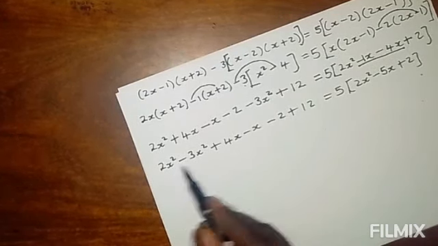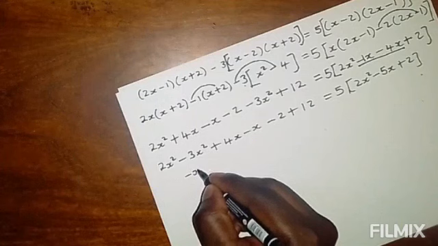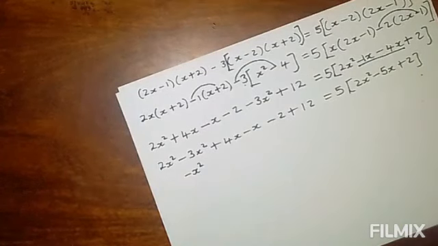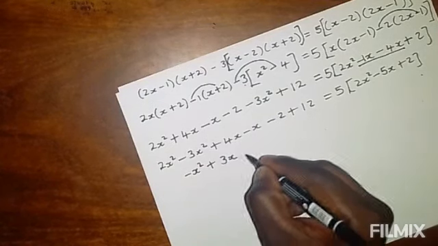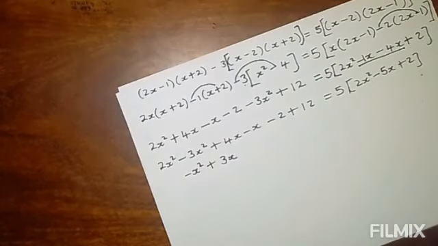2x squared minus 3x squared, you get minus 1x squared, which is as good as minus x squared. 4x minus x, it gives you plus 3x. Then minus 2 plus 12.